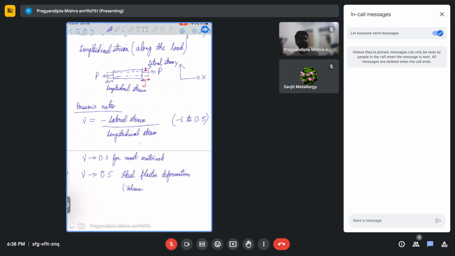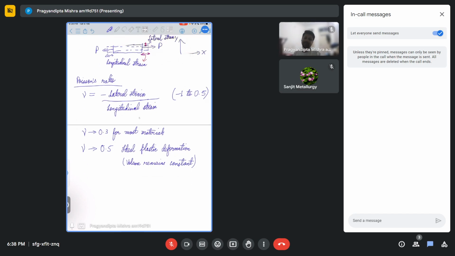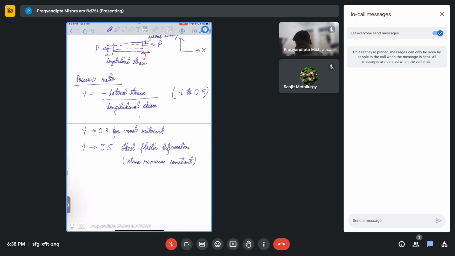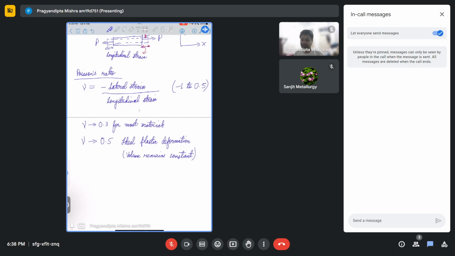Whenever it is not 0.5, there will be some change in volume as the material expands and contracts along the different directions. There will still be some change, but here the volume will remain continuously constant. Like there's no change in volume at all. Okay, so volume remains constant throughout. Now, why this range we are looking at and how this -1 to 0.5 came about, we'll come back to it in some time. But for now, just remember this. Okay.